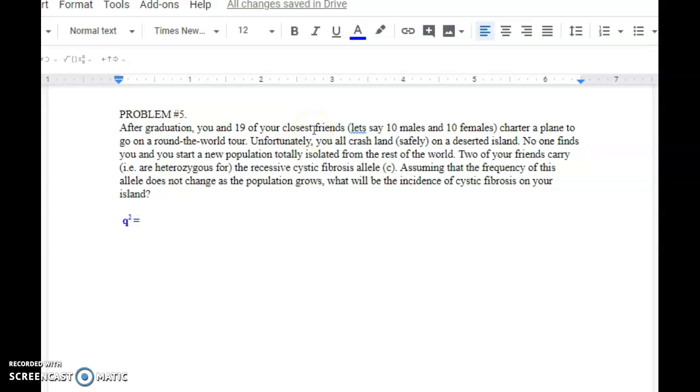And then finally, we got problem 5 here, in which we have you and 19 of your closest friends. That means 20 people are on a plane. They just happen to be 10 males, 10 females. You're going to start your new population. It turns out 2 of your friends carry a recessive cystic fibrosis allele, meaning they got 1 allele. So what you need to find is Q squared, and you don't have that. What you have with those 2 people is 2PQ. So you know that, and I'll even put it here.